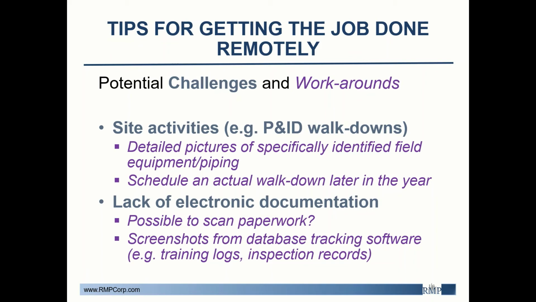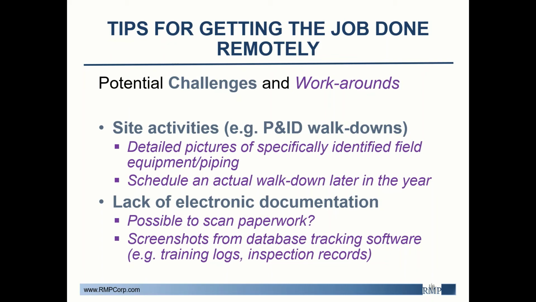But if it is a couple pieces of information you're missing, like a couple forms, is there a way to scan that paperwork in? That could be a workaround for this. Another workaround is if we can get screenshots from databases. A lot of times some sort of software is used to track the training program, the mechanical integrity program, or inspection records. And you might not have actual PDF printouts or Word document printouts of the inspection records, but it's all logged in some sort of software. Oftentimes that software is going to be easy to manipulate, where you can print out data from there.